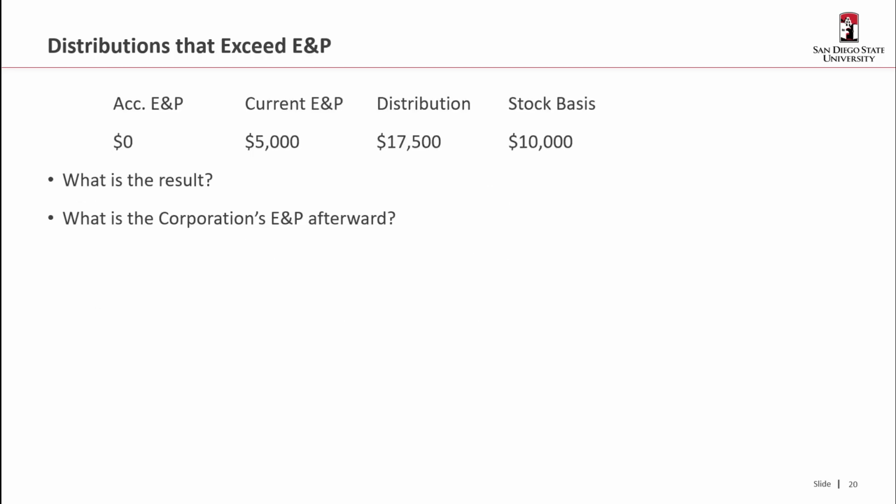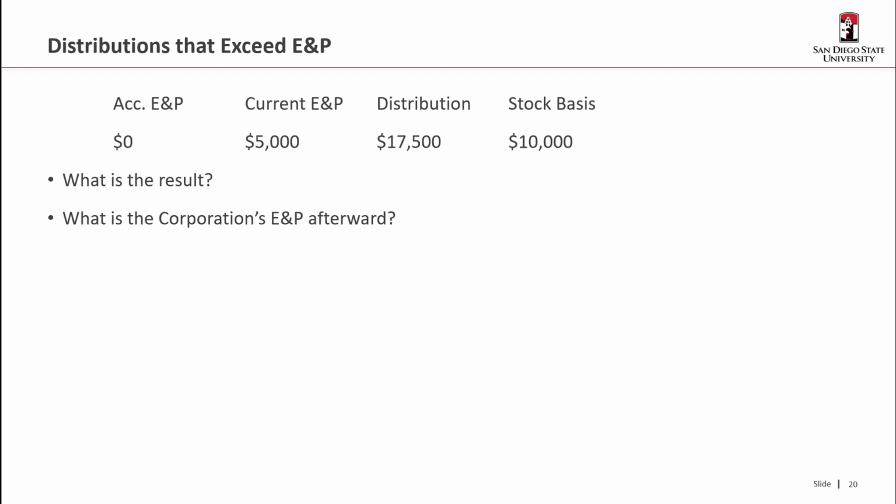Okay, so we've talked about this a little bit, but now let's be a bit more discrete about it. So in a situation where I have distributions that exceed E&P, how do I deal with it? So I've got accumulated E&P of 0. I've got current E&P of 5,000. I've got a corporate distribution of 17.5, and the stockholder receiving the distribution has a basis of 10,000. So what is the result, and then what is the corporation's E&P afterward?